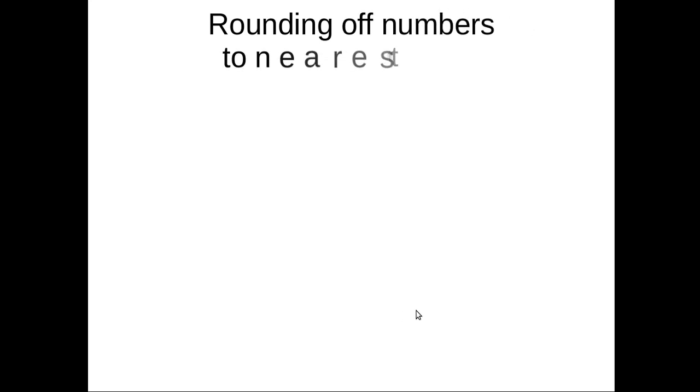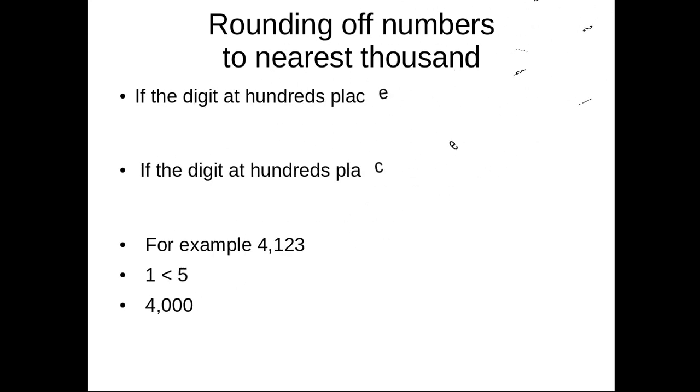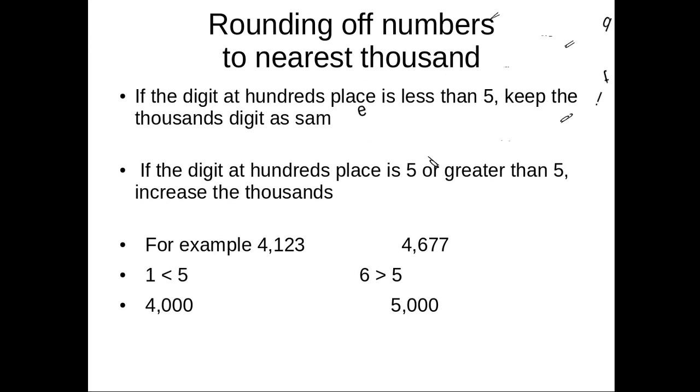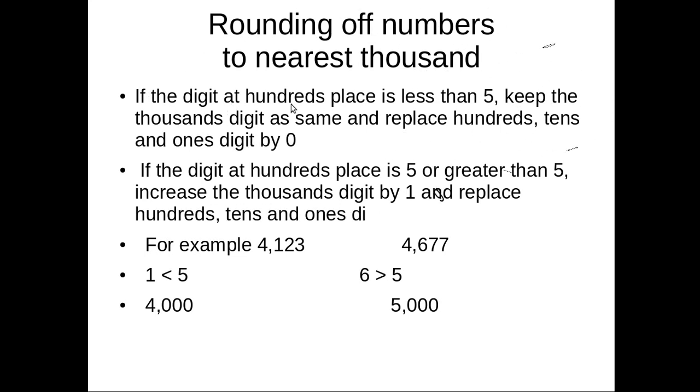Next we are going to learn rounding off a number to the nearest 1000. See, if the digit at the hundreds place is less than 5, then keep the thousands place the same and replace the hundreds, tens and ones by 0. And if the digit at the hundreds place is 5 or greater than 5, then increase the thousands place by 1 and replace the hundreds, tens and ones place digits by 0.